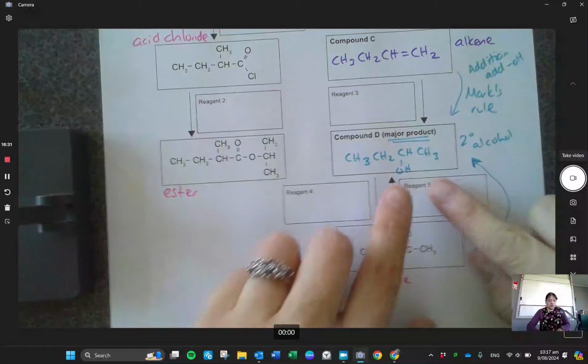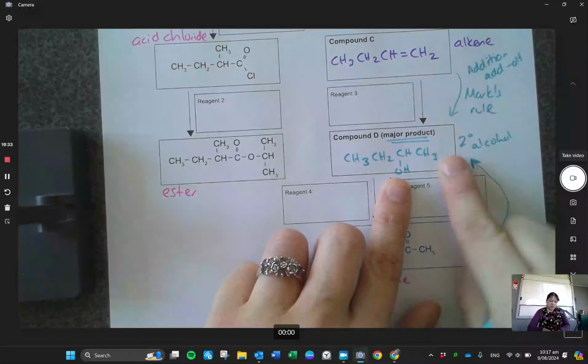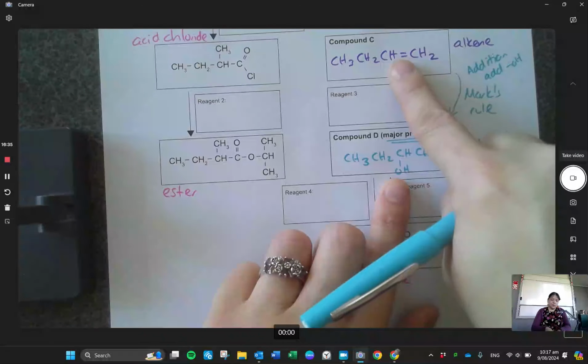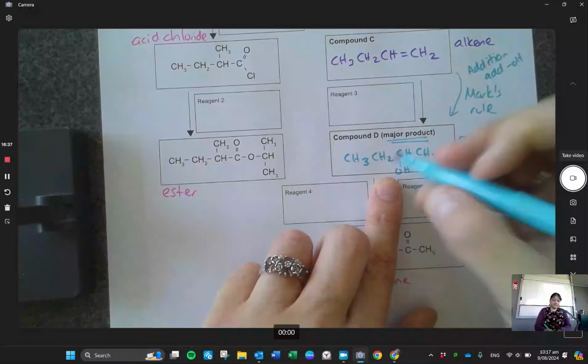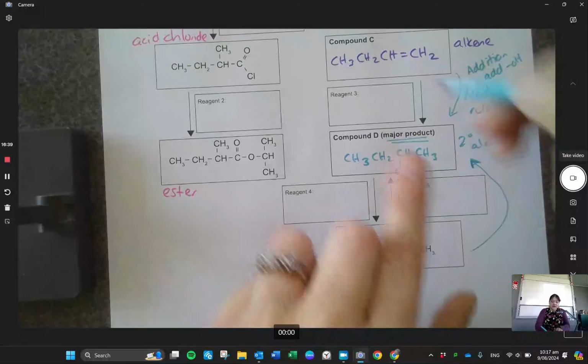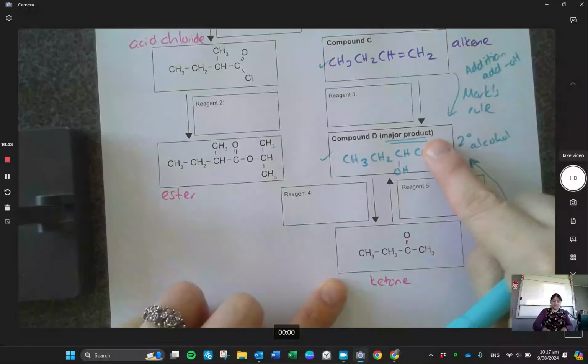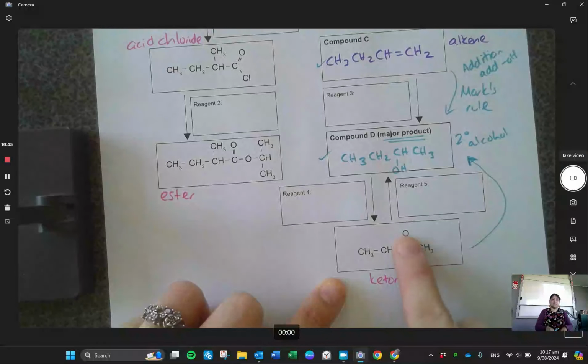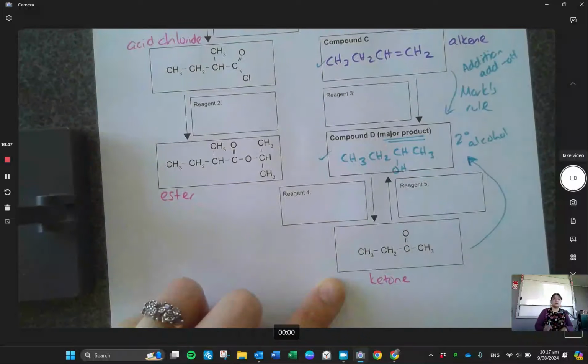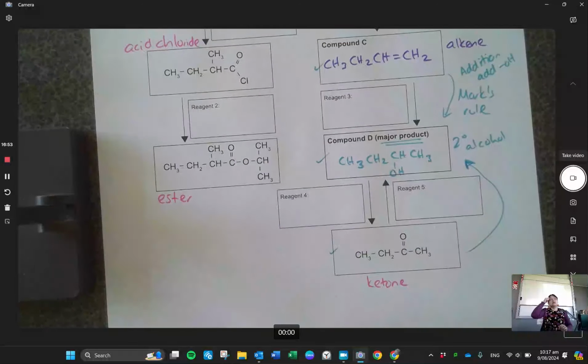Because when I do Markovnikov's rule, the hydrogen's going to go on the rich carbon, and the poor carbon's going to get the OH. So that checks off with this. And then this ticks off with this, because if this gets oxidized to a ketone, the double bond's forming on carbon number 2, which is where the alcohol's at. So those all tick off to each other. Do you guys see that logic? Hopefully.